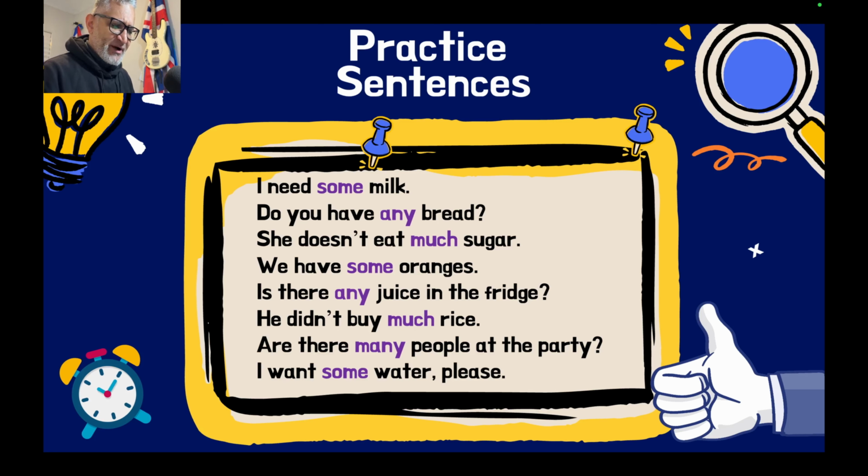Do you have any bread? It is a kind of question to make in a restaurant, for example, or in a house of someone that you really know, a familiar person that you can ask a question like this.